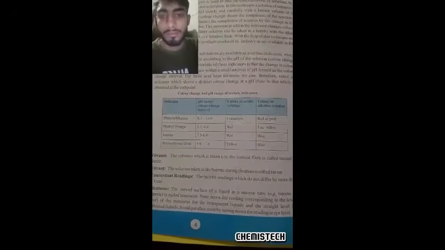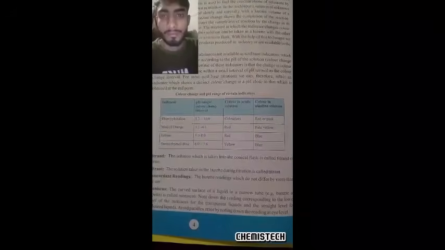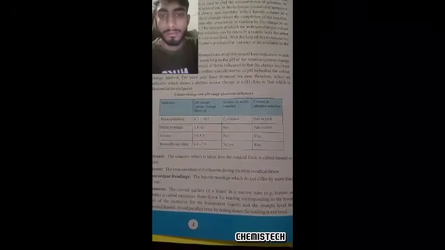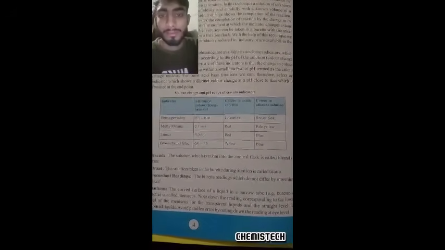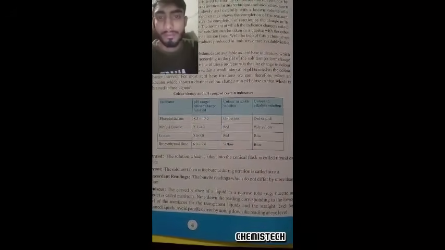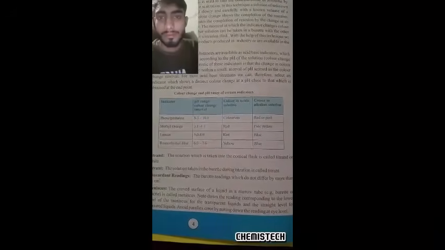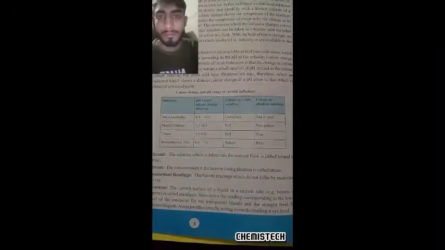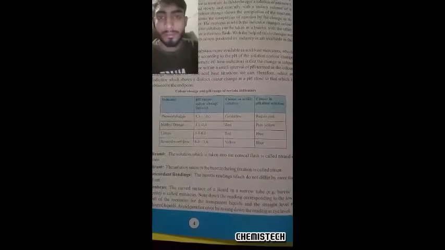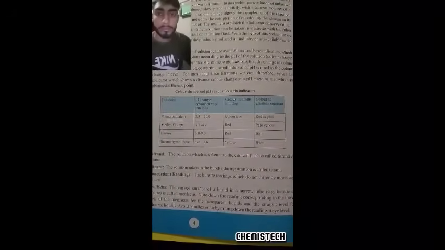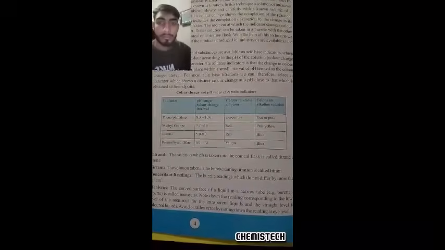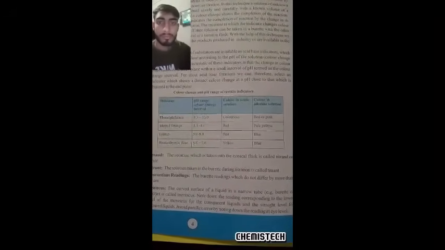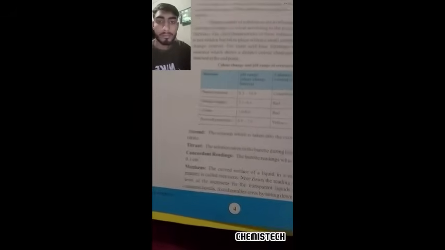Indicator litmus, pH range color change interval 5.0 to 8.0. Color in acidic solution: red. Color in alkaline solution: blue. Indicator bromothymol blue, pH range color change interval 6.0 to 7.6. Color in acid solution: yellow. Color in alkaline solution: blue.